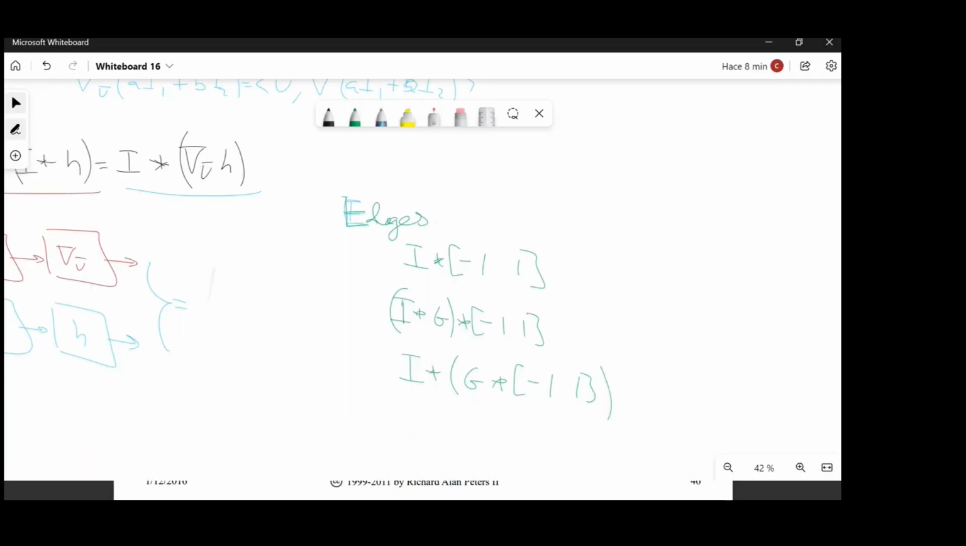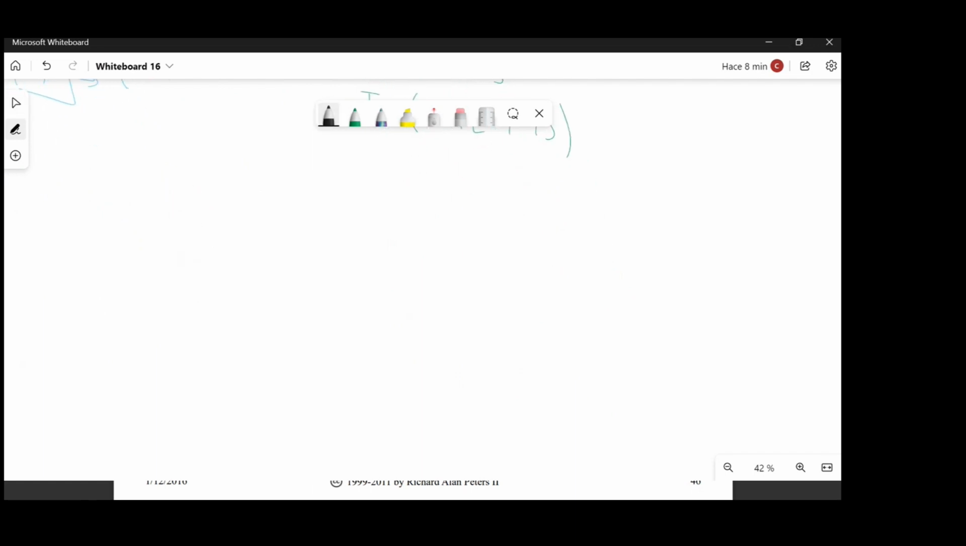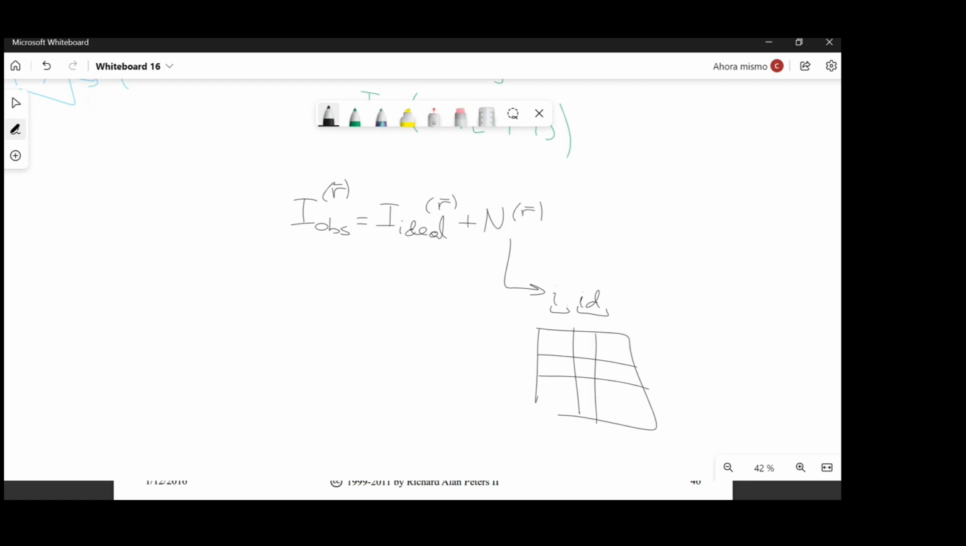Now our image model will be this. So my observed image will be an ideal image plus noise at every location. So all this depends on it. Okay, now this noise is independent, identically distributed. Okay, so those are two qualifications.